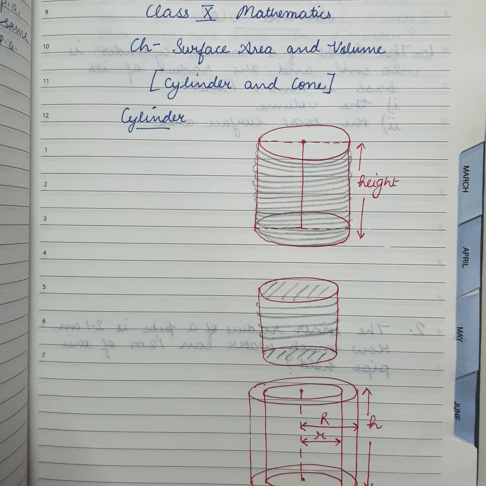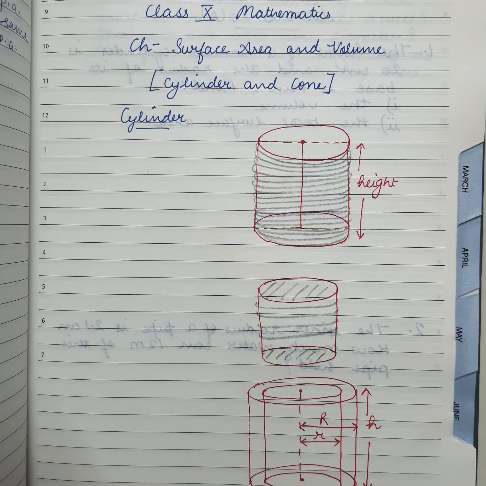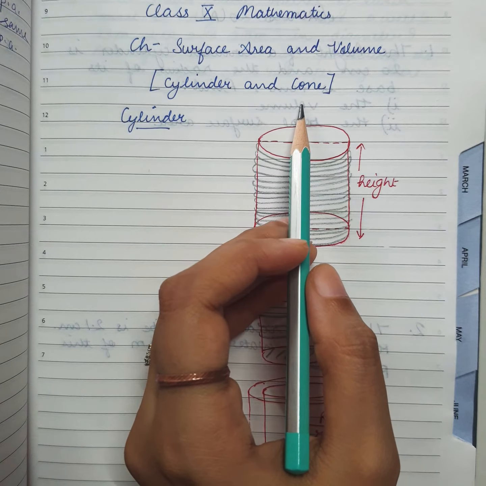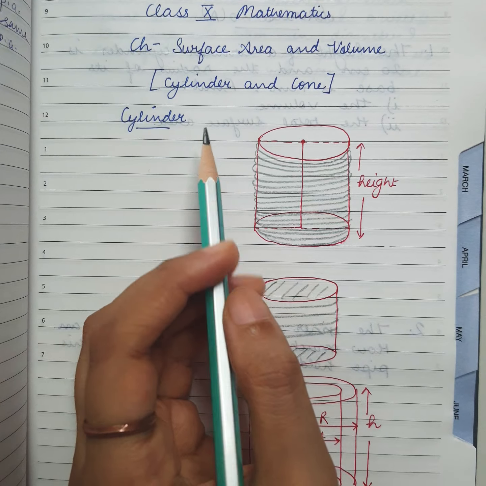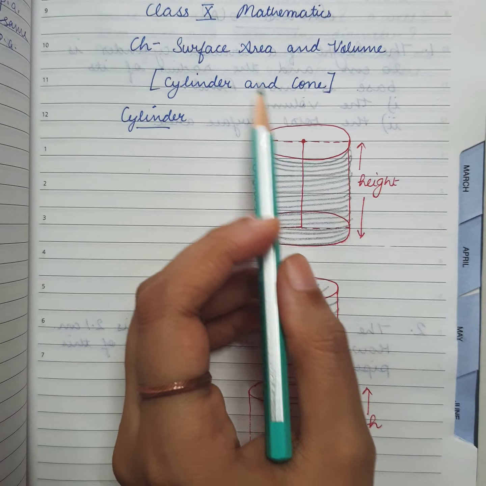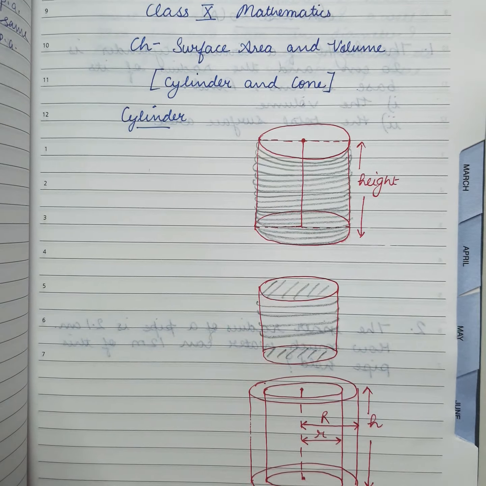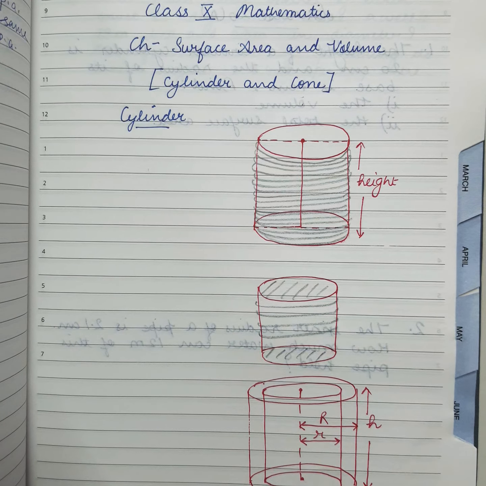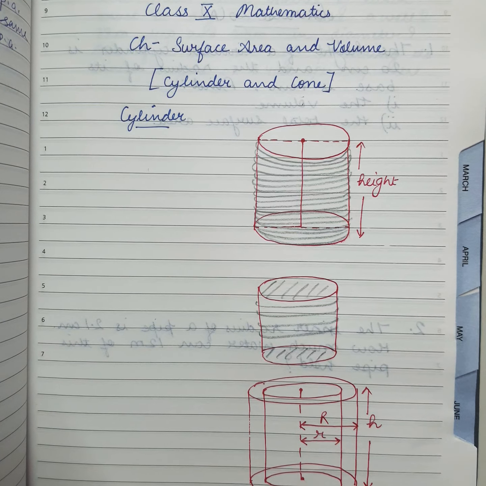As you must have seen the reduced syllabus of ICSE this year. Earlier we used to have three solid shapes: cylinder, cone, and one more, sphere. But now only cylinder and cone surface area and volume we are supposed to study. Sphere has been omitted for this year also. So let us start with the surface area and volume of cylinder today. Okay, so let's get started.